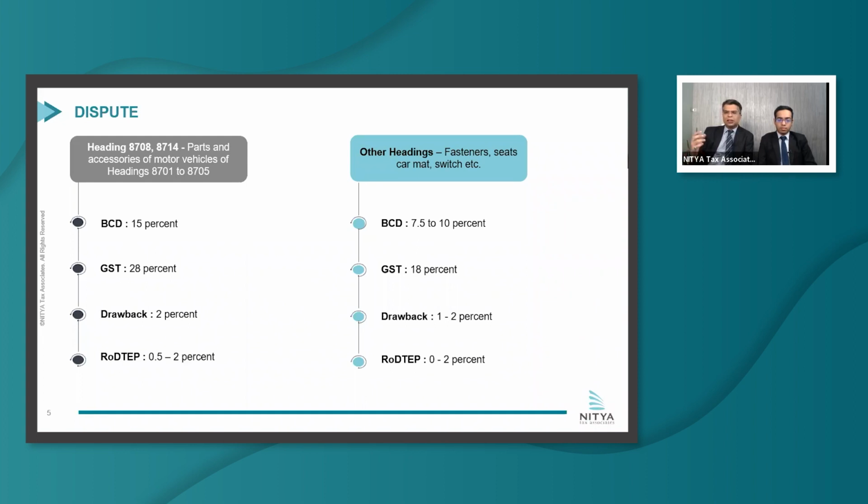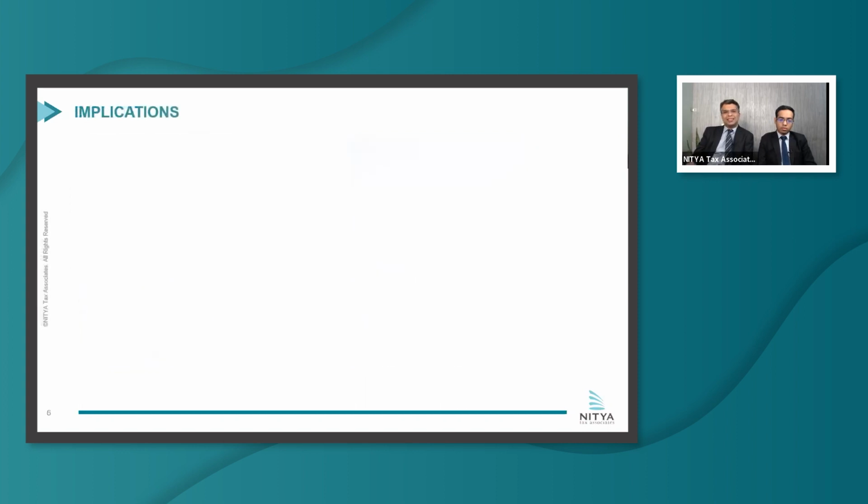And just another point here, it is not only that these rates would get attracted or would differ. There may be certain other implications also down the line vis-a-vis your supplier or the recipient, which may get triggered because of these different rates. Now, moving forward, just now, this was the reason how this dispute starts.